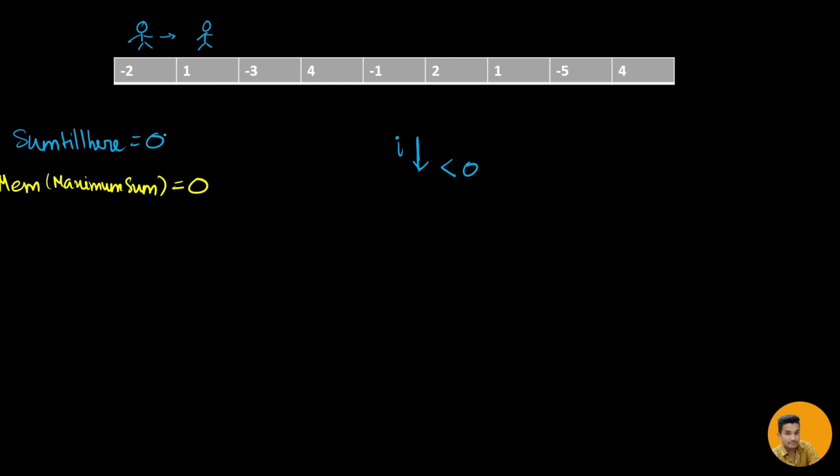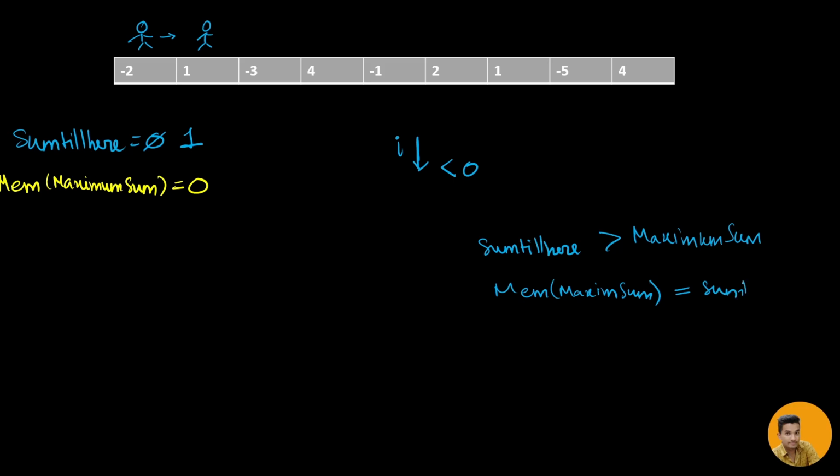Now here we found 1, so sum till here will become 1, and we see the sum till here is greater than the maximum sum, or the memory. So we are going to make our memory, or maximum sum, this. Maximum sum and memory are the same variable, don't get confused by that. Since sum till here is 1, it is greater than maximum sum, which is 0. So this will become 1, and we will move forward.